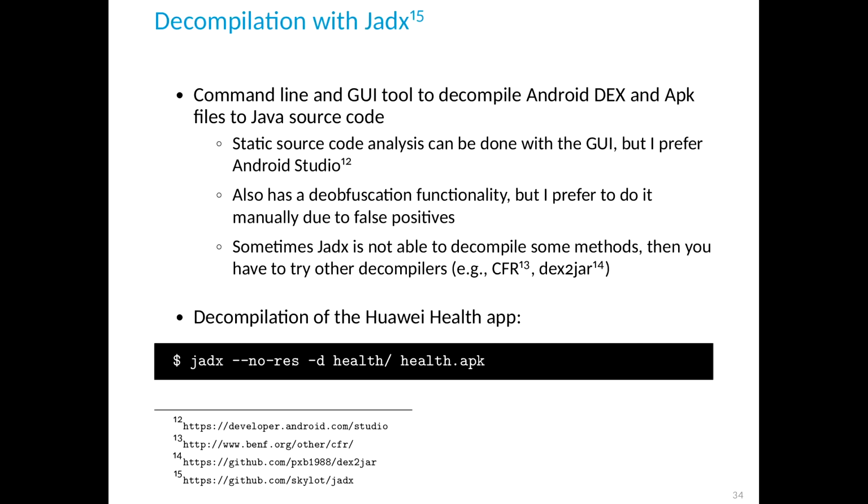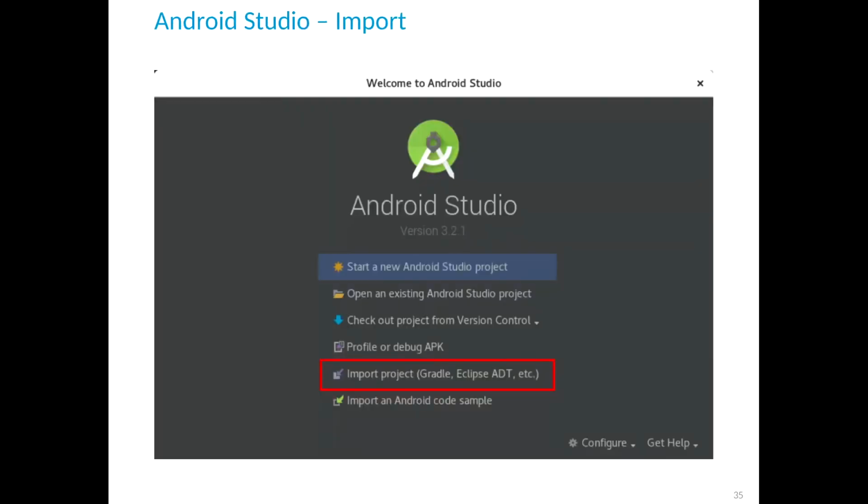It also has a deobfuscation functionality, but I prefer to do it manually because of false positives. And sometimes JADX is not able to decompile some methods, then you have to try other decompilers. At the end of the slide, you can see an example of how you can decompile an app with JADX. After the decompilation, you can import it into Android Studio.